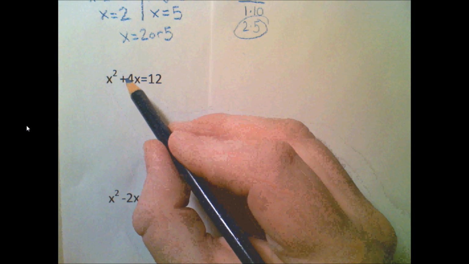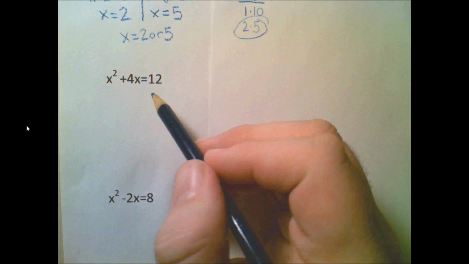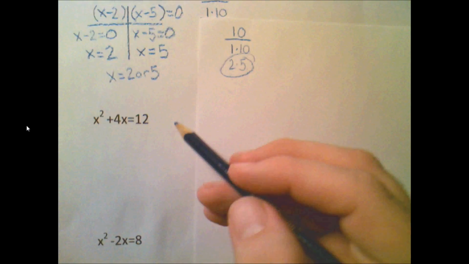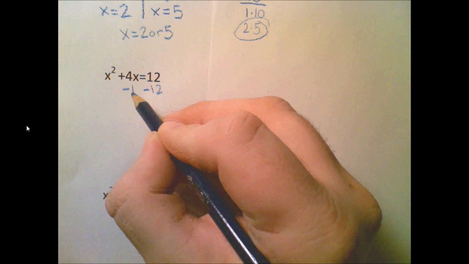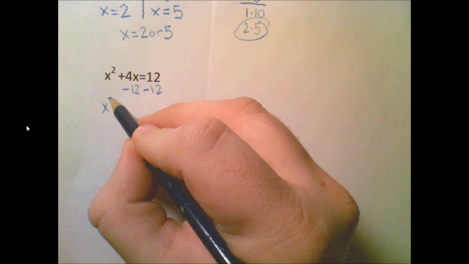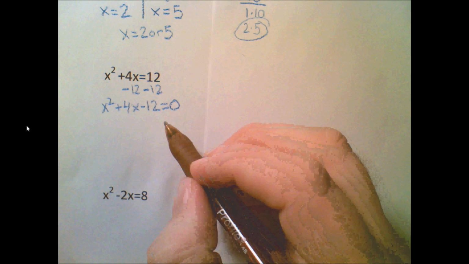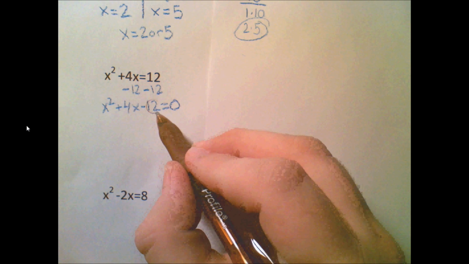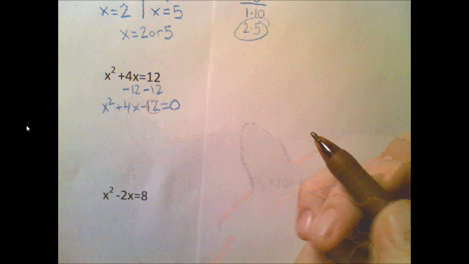First one we're going to talk about is this one. X squared plus 4x equals 12. Uh-oh. Remember, I said before, it has to be equal to 0. So since it's not equal to 0, what we have to do is we subtract 12 from both sides. Now I have x squared plus 4x minus 12 equals 0. Okay? In this case, we look for two numbers that multiply to 12, and now instead of adding, they're going to subtract to be 4.